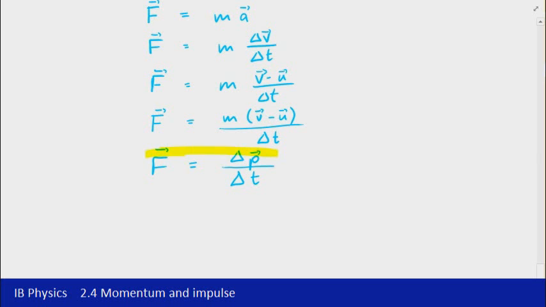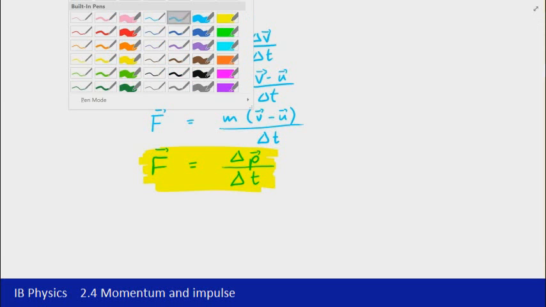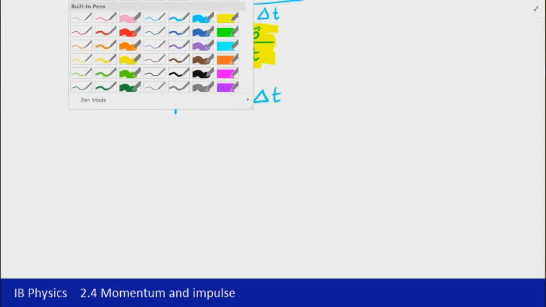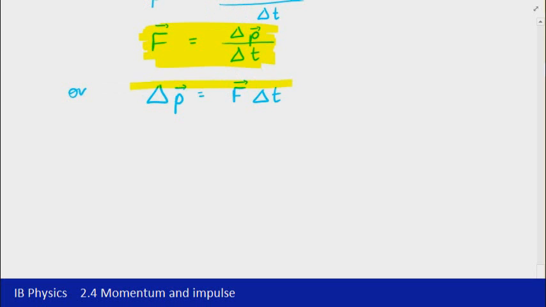That equation is an important one. It's in the data booklet, hence the highlighting. So Newton's second law in terms of momentum is F is equal to delta P over delta t. Taking that a slightly different way, if we're more interested in impulse, we can instead write that delta P is equal to force multiplied by the change in time that occurs. Again, it's another important equation, this time expressed in terms of impulse rather than Newton's second law.